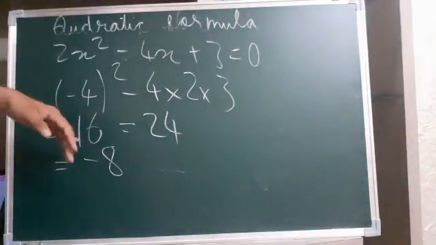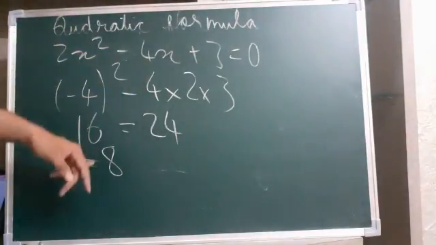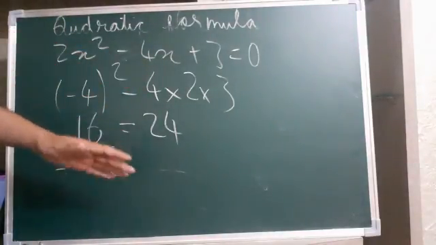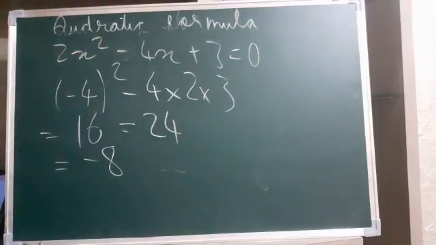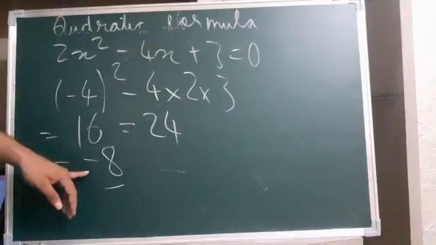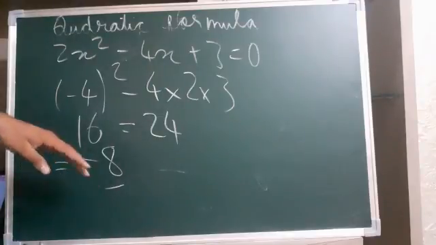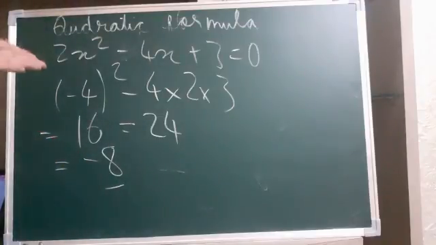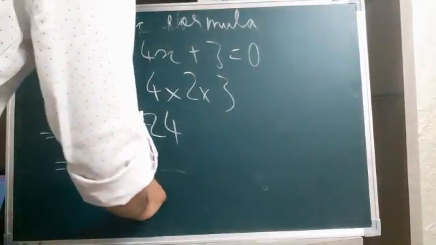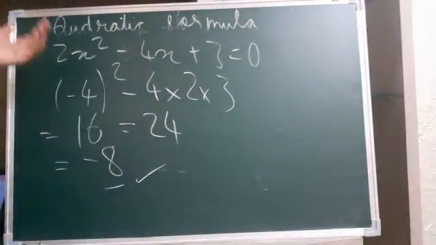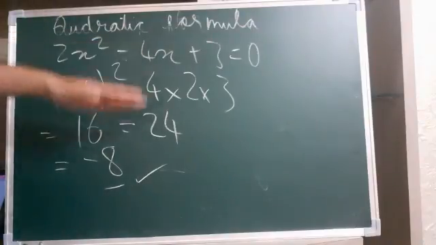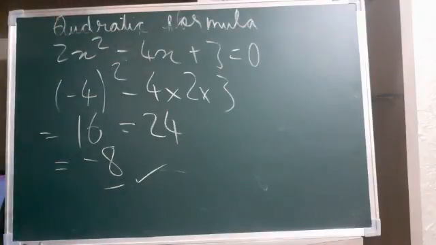We have seen that if the value of the determinant is less than 0, then there are no real roots. If it comes out as a negative number, we need not calculate using the quadratic formula. So the question ends here. You will write here that there are no real roots of this equation.